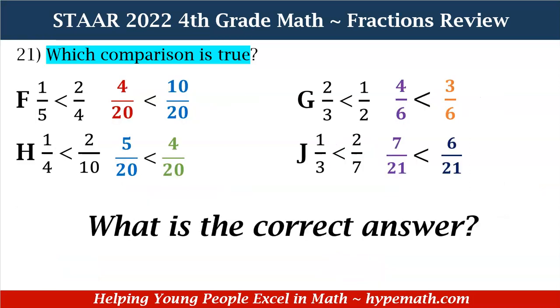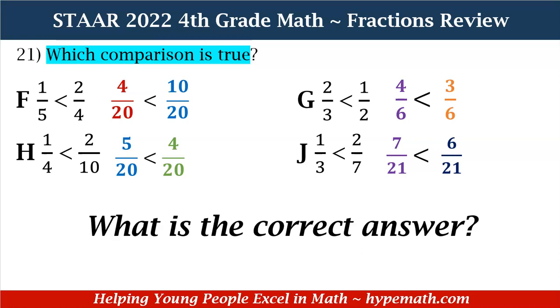Now that we know how to solve the problem, what is our correct answer? Well, remember, once we have our denominators the same, all we need to do is look at our numerators. So for F, we're going to ask ourselves, is 4 less than 10? For G, we're going to ask, is 4 less than 3? For H, we're going to ask, is 5 less than 4?